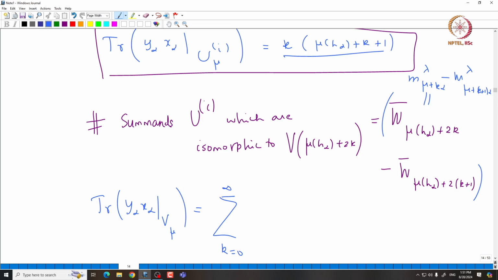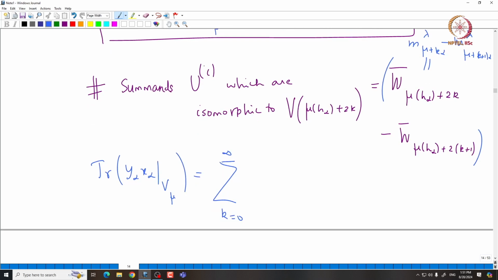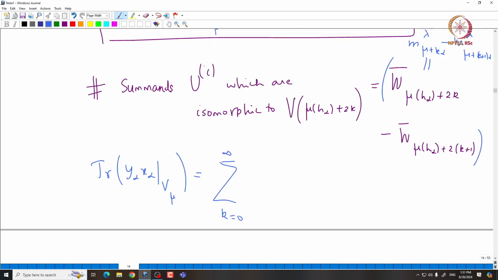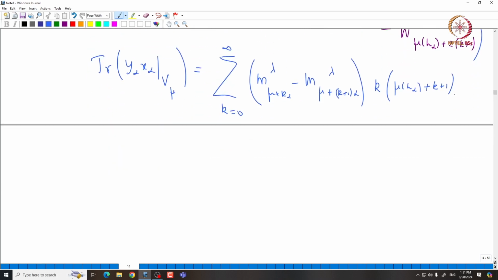Similar arguments we have given many times. The same argument works here, and that tells you that if you are interested in computing the trace of y alpha x alpha on V mu, that is going to be exactly this multiplicity times this trace k times mu of h alpha plus k plus 1. So, this is exactly the multiplicity of mu plus k alpha in lambda minus the multiplicity of mu plus k plus 1 alpha in lambda, times k times mu of h alpha plus k plus 1. So, this is our trace of y alpha x alpha when we restrict to V mu.